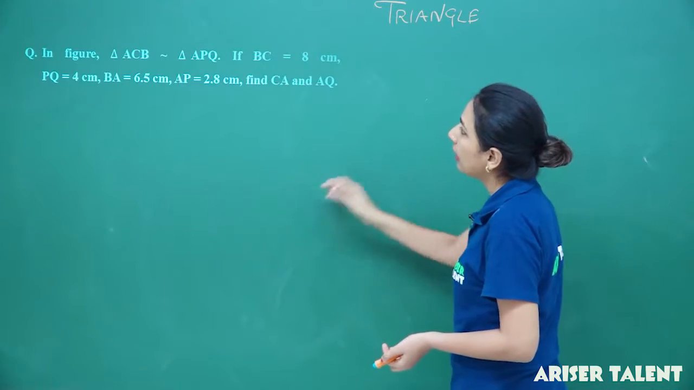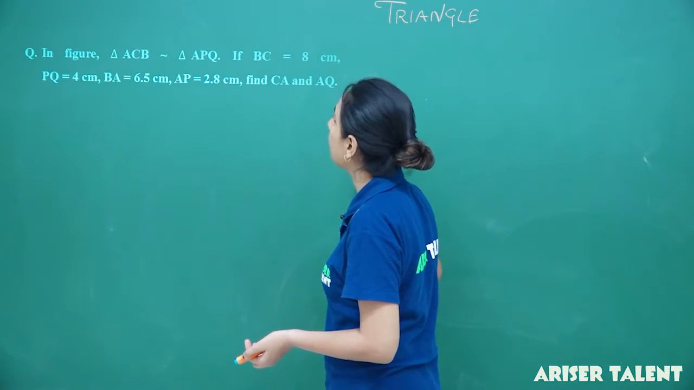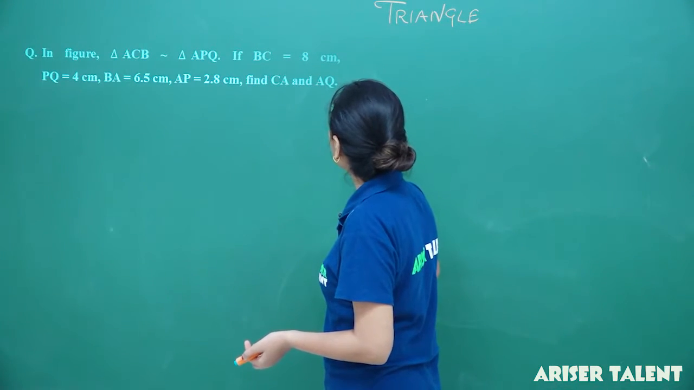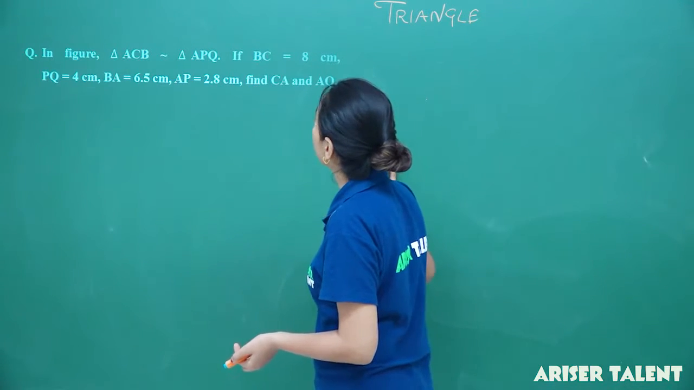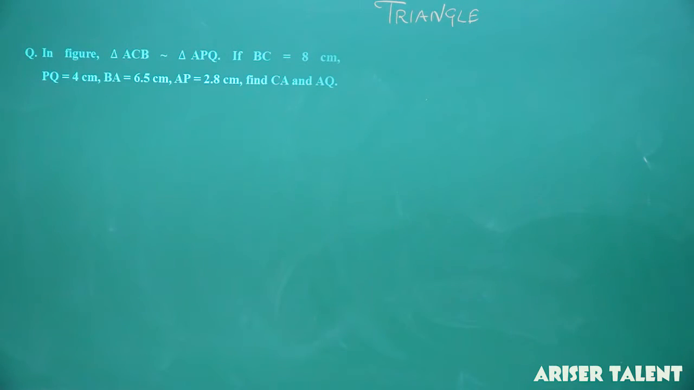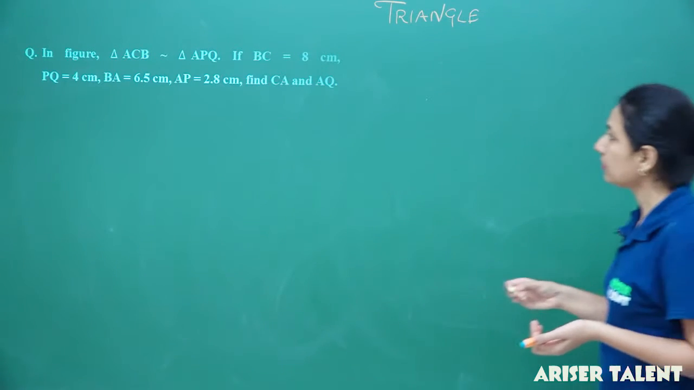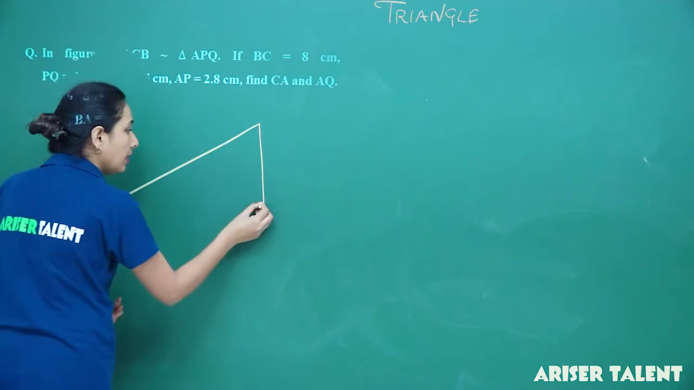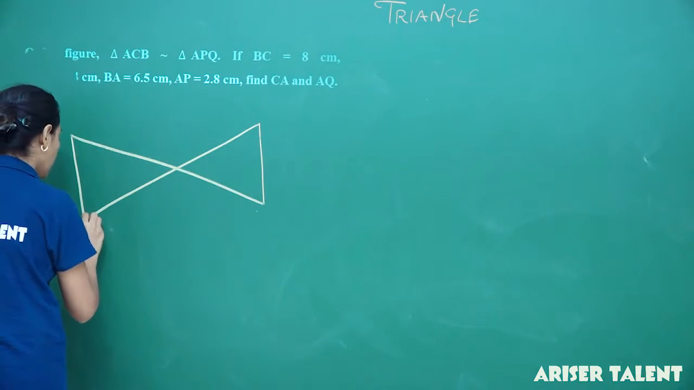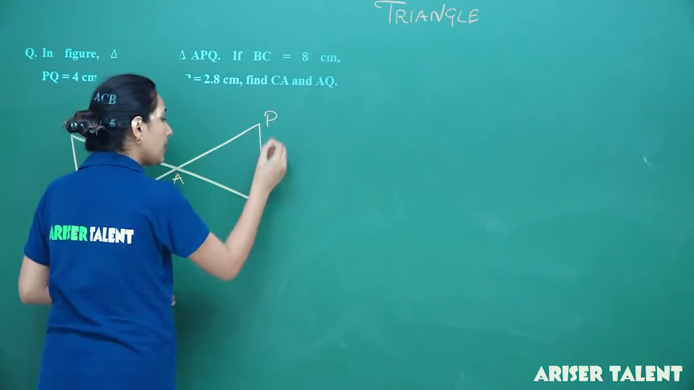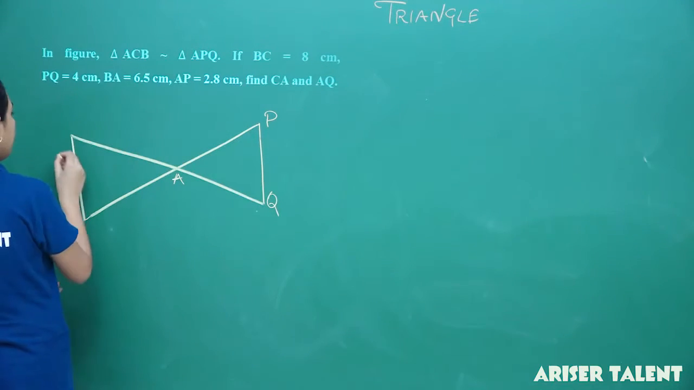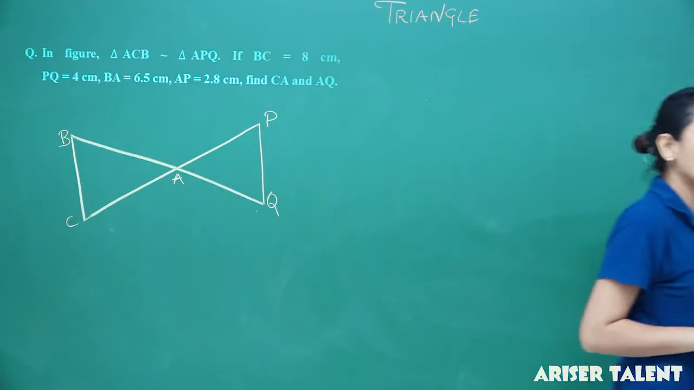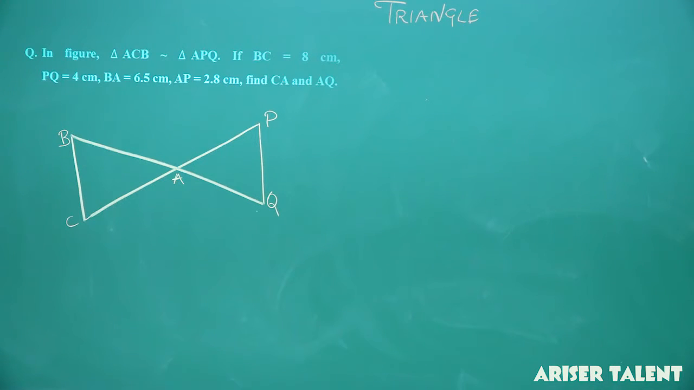If BC is 8 and PQ is 4 and BA is 6.5 and AP is 2.8 centimeters, find CA and AQ. Okay students, so the figure for this question will be like this. This is your given figure, with points A, P, Q and B and C. This particular figure is given in your question.